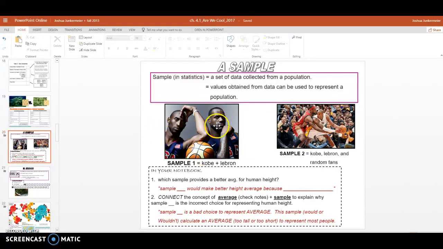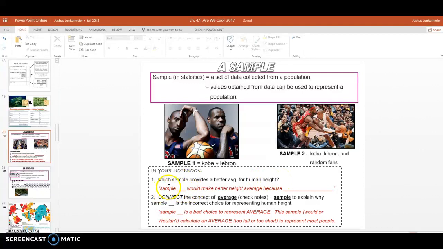So if you added up the 2 heights and divided it by 2 for sample 1, you'd get an average for how tall human height would be. Or if you took all the people in this, including the 2 basketball players, and you added up all their heights and divided by the total number of people, you would calculate an average here. The question is which sample would give you a better average for human height?